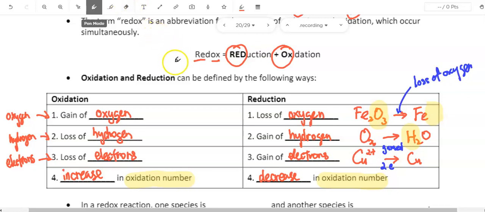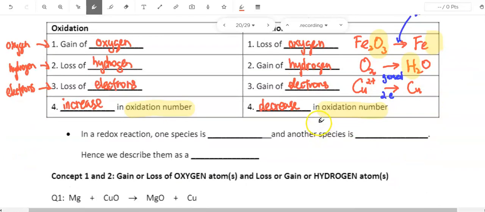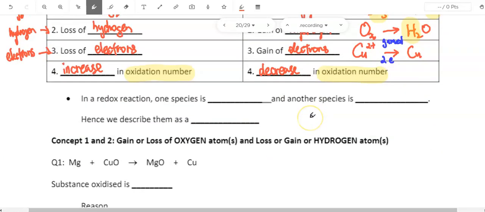Let's look at the first 3 methods. For oxidation: gain of oxygen, loss of hydrogen, loss of electrons. For reduction: loss of oxygen, gain of hydrogen, gain of electrons. In conclusion, in a redox reaction, one species is reduced and the other is oxidized. That's why the whole thing is a redox reaction, or redox pair.